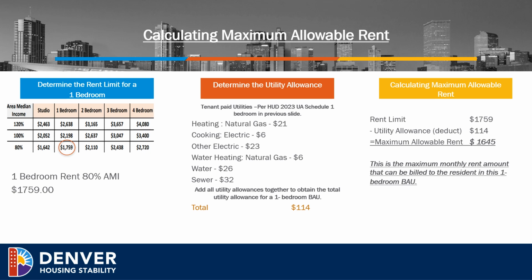Now to calculate the maximum rent, we'll take the rent limit, which for the one bedroom is $1,759, deduct the utility allowance of $114 to receive the total of $1,645, which is the maximum allowable rent. This is the maximum monthly rent amount that can be billed to the residents in this one bedroom BAU unit.